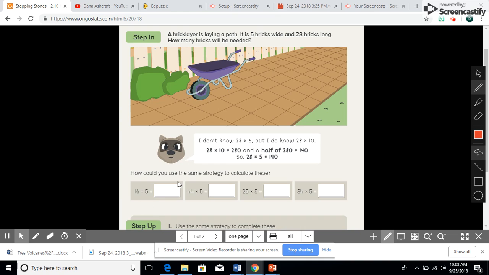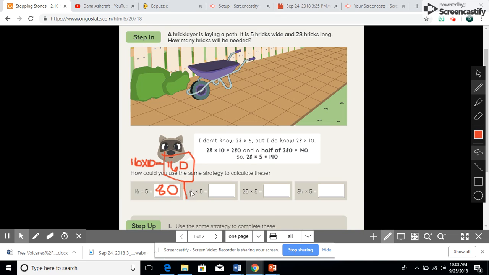But if I do want to use this strategy, I know that 16 times 5 is going to be related to 16 times 10. And 16 times 10 is 160. Excuse my writing, I'm using a computer cursor. So I know 16 times 10 equals 160, and 16 times 5 will be half of this problem. So I know that my answer will be half of 160, or 80.